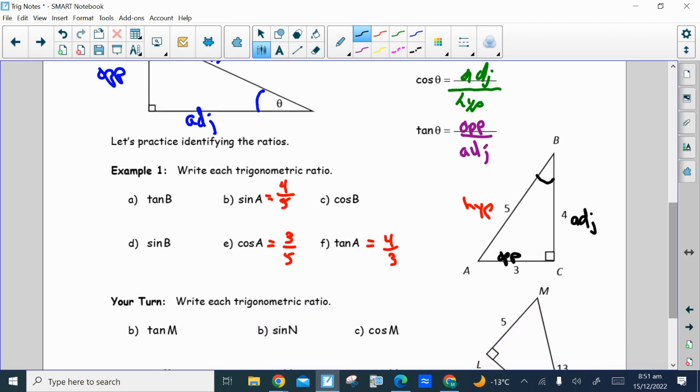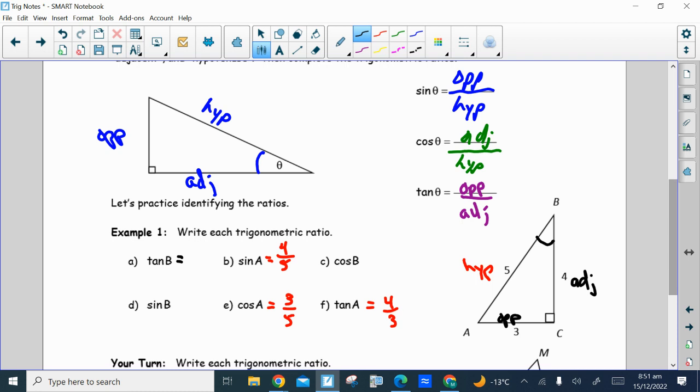But now from angle B, we can write the tangent of B, and SOHCAHTOA tells us that tangent is opposite over adjacent. So now it is 3 over 4. The side opposite B divided by the side adjacent to B. The sine of angle B, sine is opposite over hypotenuse, that'll be 3 over 5. And the cosine of angle B, cosine is adjacent over hypotenuse, that'll be 4 over 5.